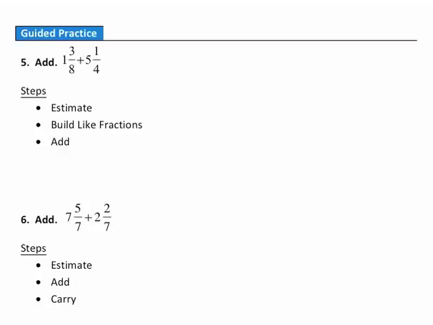Question 5. Add 1 and 3/8 plus 5 and 1/4. Well, we'll start with our estimate. 1 and 3/8, that is less than halfway. 3/8 is, so that's closer to 1. 5 and 1/4, that's much closer to 5 than it is to 6. So our estimate is 6.